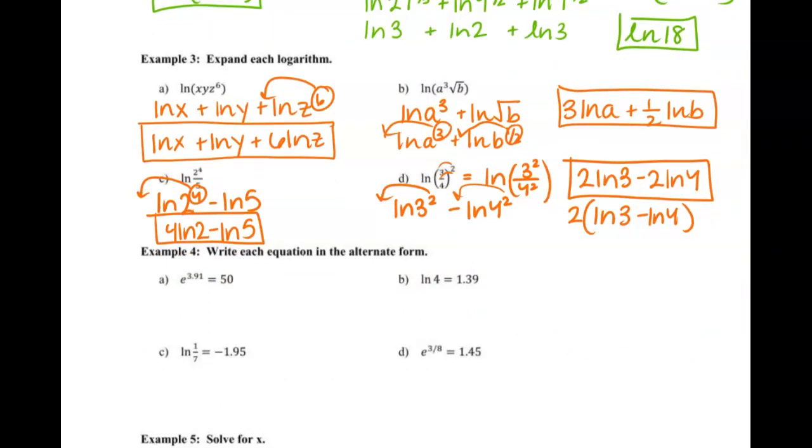So now we're going to write each equation in the alternate form. So this was trickier when it was logs. Essentially what we're talking about here is ln form versus e form.